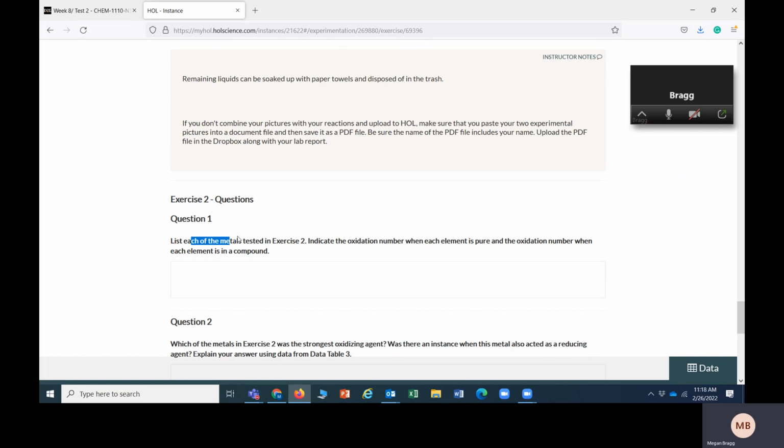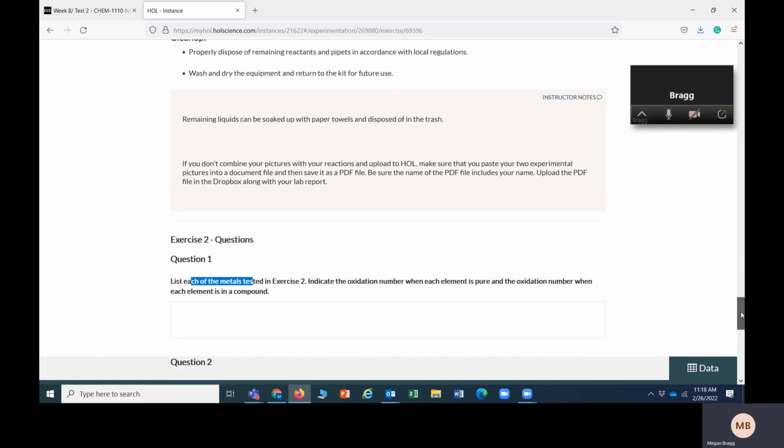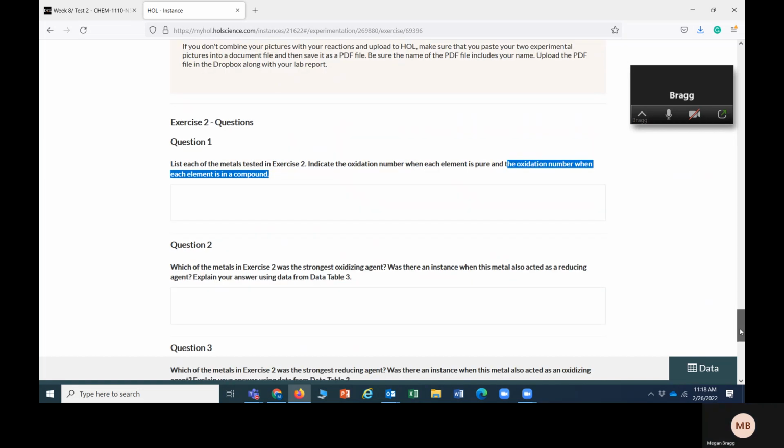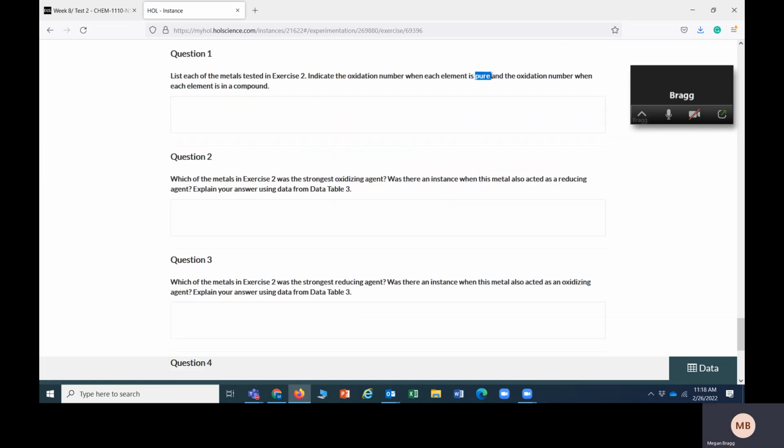So remember the three metals we were saying up here? So you had the mossy zinc, which again, it might just be labeled zinc and it might just look like a piece of zinc. You had the copper, and then you had the lead. Those are the three metals. You need to indicate the oxidation number when they're pure and when they're in a compound. And the pure one's not really a trick question. It's just that when something's pure and it's not combined with anything, it should not have anything but a zero oxidation number. So hopefully that helps you get the answer on that one.